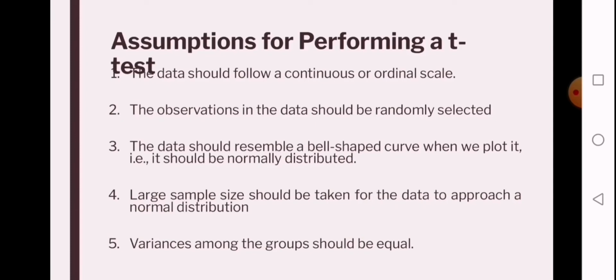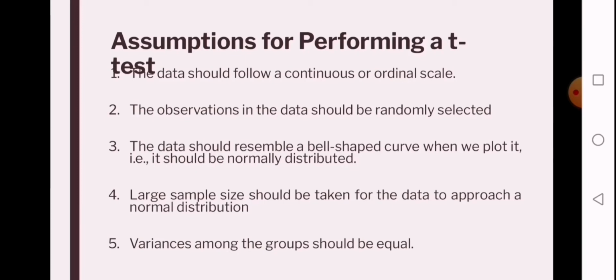Okay, assumptions for performing a t-test. Now, there are certain assumptions we need to heed before performing a t-test. First, the data should follow a continuous or ordinal scale. Second, the observations in the data should be randomly selected. Third, the data should resemble a bell-shaped curve when we plot it. For example, it should be normally distributed.